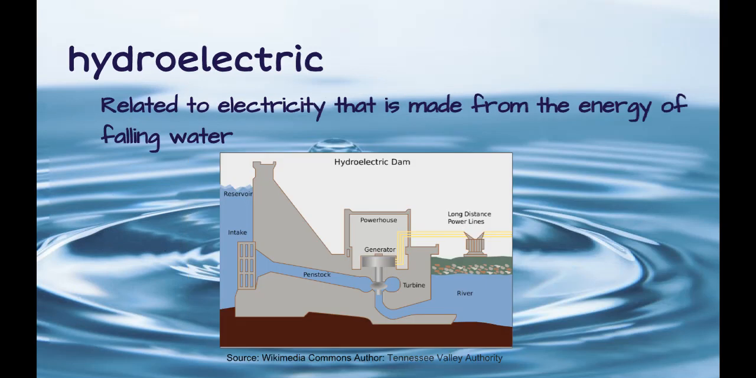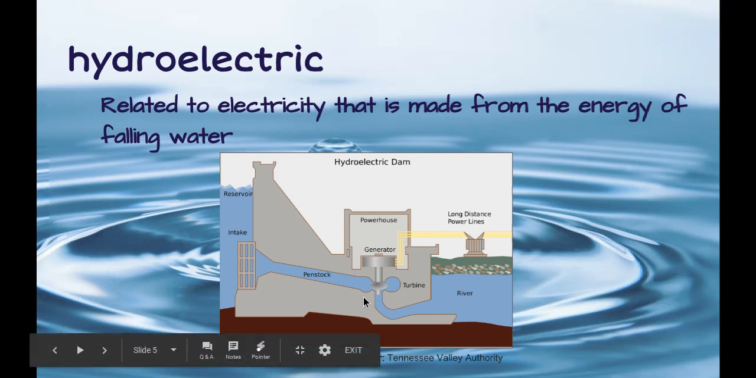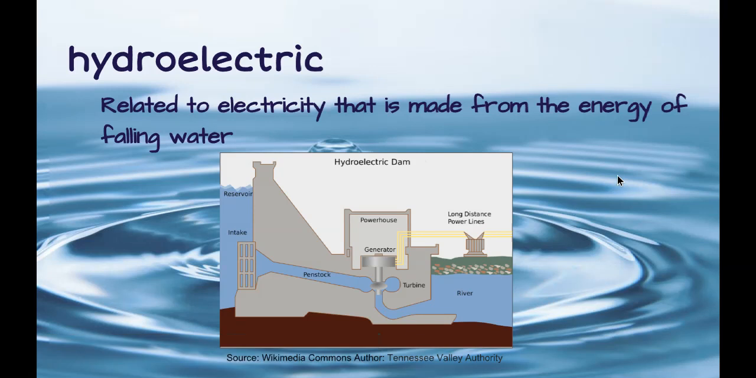Next is hydroelectric. This is related to electricity that is made from the energy of falling water. So the picture there is a hydroelectric dam. Hoover Dam out in Nevada is an example of a hydroelectric dam. It generates hydroelectric power. So you can see the reservoir and the intake, how the water comes in. And this is how the hydroelectric power is generated. And then it comes out to a river, and you can see it goes out through these long distance power lines. So this is an example of hydroelectric power and how a hydroelectric dam would work.